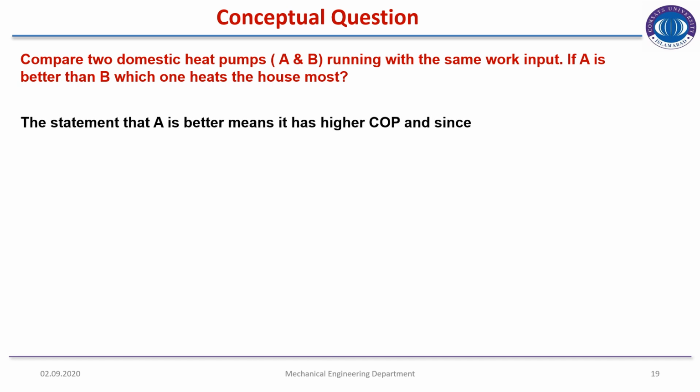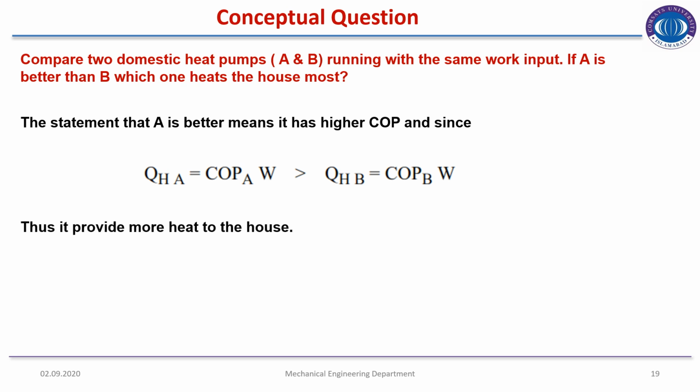So the statement that A is better than B means that A has a higher coefficient of performance, and since QH of A is equal to coefficient of performance of A heat pump times W, which is greater than QH of B, equal to coefficient of performance of B times W. Thus, it provides more heat to the house.